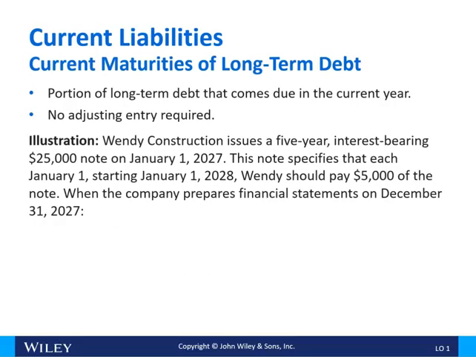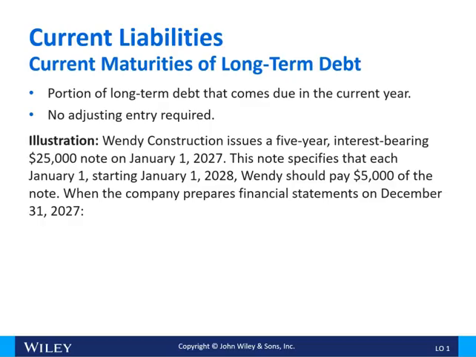Another current liability is current maturities of long-term debt. This is the portion of long-term debt that comes due in the current year. There's no adjusting entry required. It's just recognizing that you have it and then showing on your financial statements how much is current.